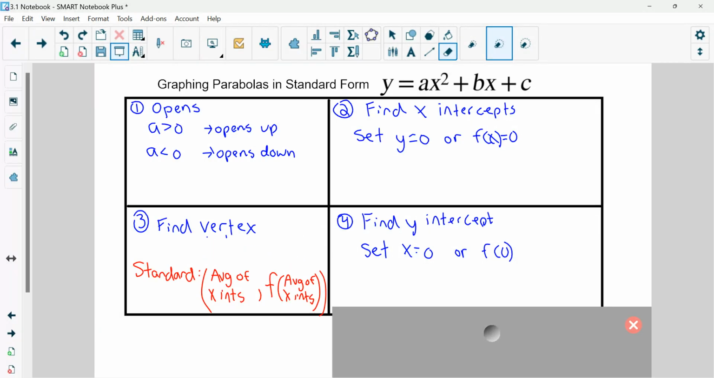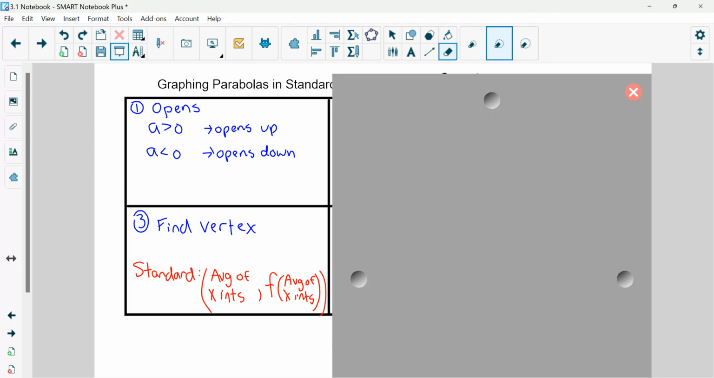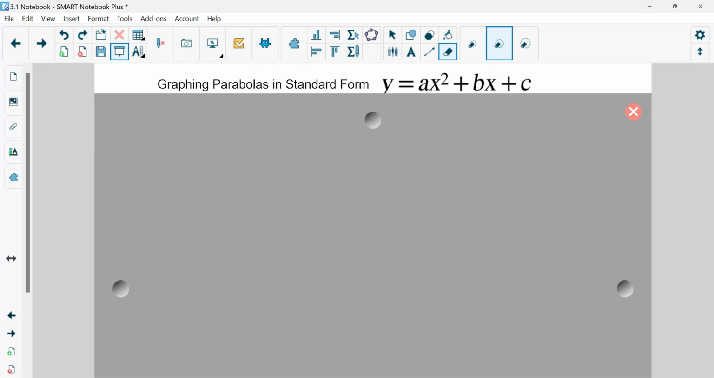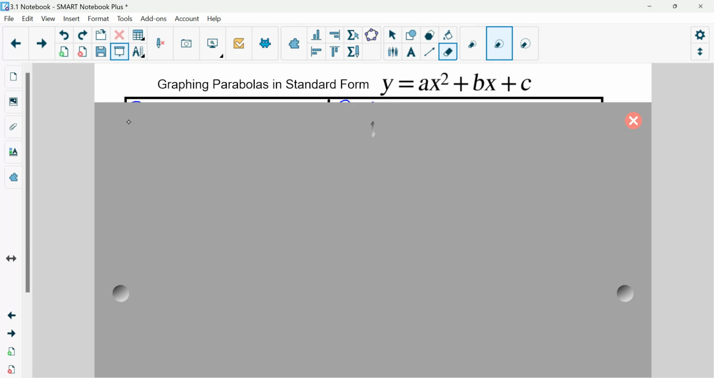you can title this Graphing Parabolas in Standard Form. And standard form is y equals ax squared plus bx plus c.